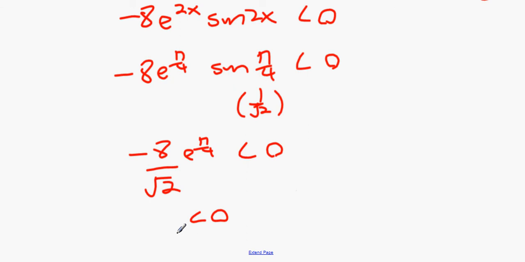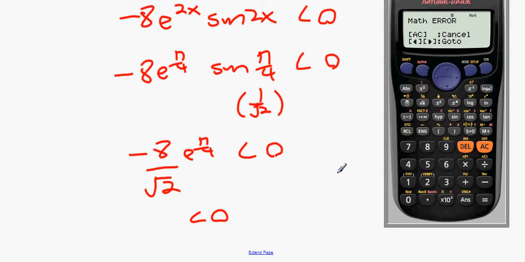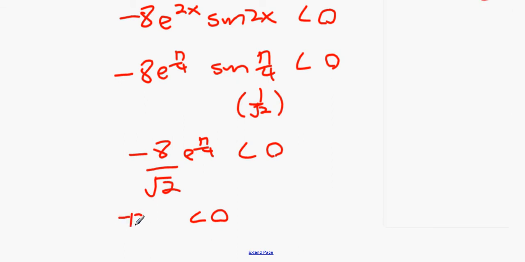This number here is less than 0. You can put it all into the calculator in one go if you want, and you can just obviously change it to decimals if you want. So minus 8e to the pi over 4, divide that answer by root 2, and you can say that's minus 12.41. So minus 12.41 is less than 0, hence it's a maximum turning point.